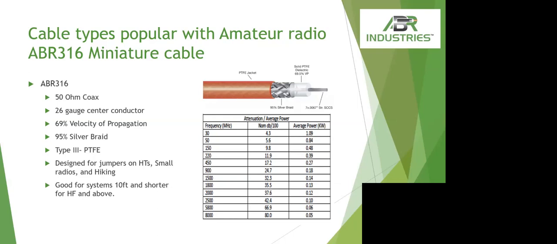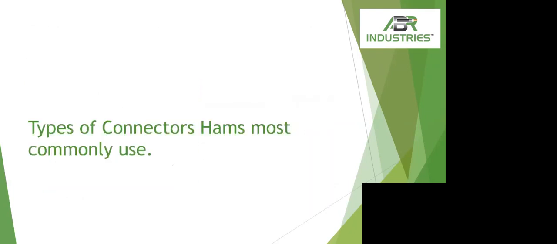That's where the 240 usually comes in, or the 195. But I would definitely take a look at this product when you needed to go through a window or door jam for an HF application, maybe in an apartment or a house that you're renting. So now let's look at the types of connectors that hams most typically use.